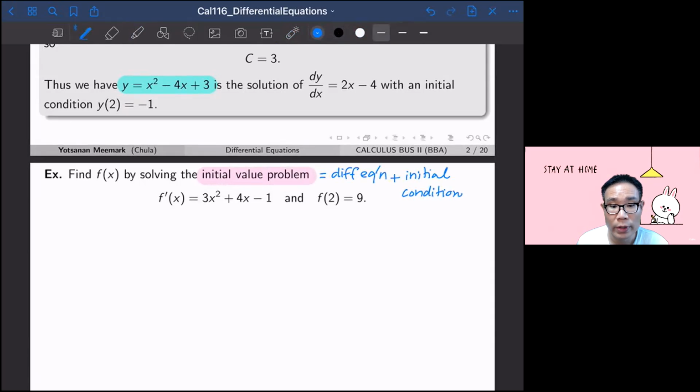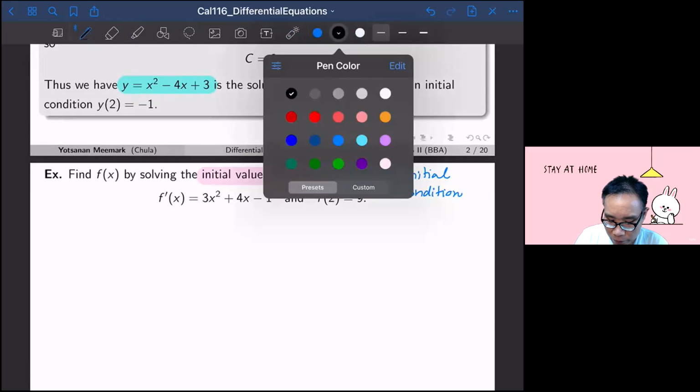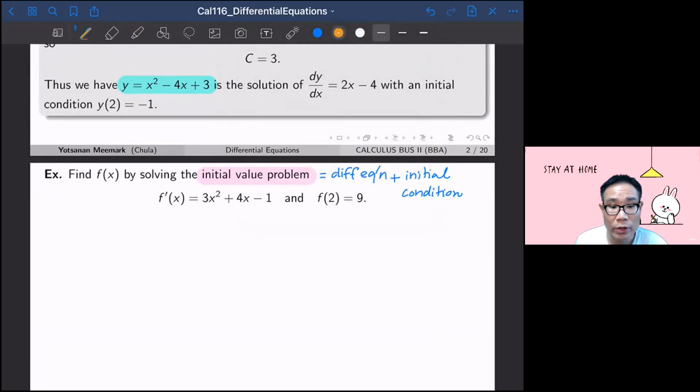Okay, so you get the initial value problem. Let's solve this one. You have f prime x equal to 3x squared plus 4x minus 1. You may have learned in Calc 1 that if you know f prime x, in order to recover f x, you can do this by just integrating.